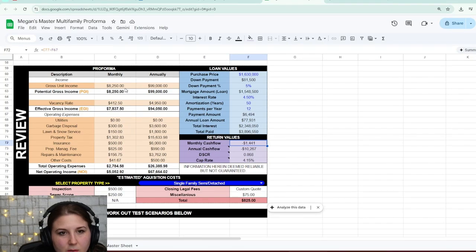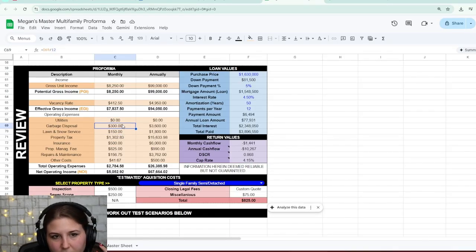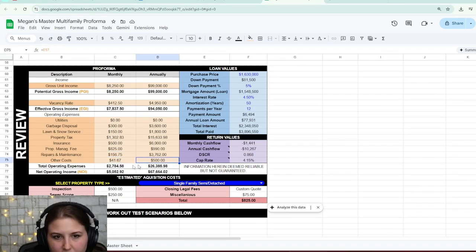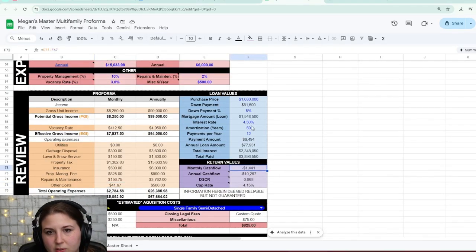Yikes. Monthly, that makes sense. Utilities, we don't pay those. Garbage disposal, even if I knocked off $50 because I cranked it up here, that still wouldn't make a difference. Lawn and snow service, yeah, I'd say that's accurate. Property tax, accurate. Insurance, accurate. Property management fee, accurate. Repairs and maintenance, realistically you shouldn't have repairs and maintenance on this brand new building because it's under warranty, but it's good to budget for just in case because your lenders will budget for it. And I just threw $500 a year in there just for fun. So this does not cash flow.